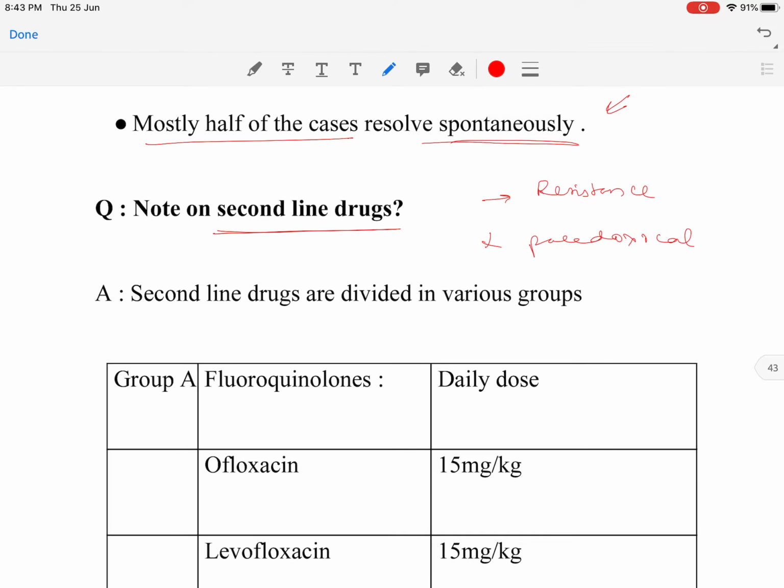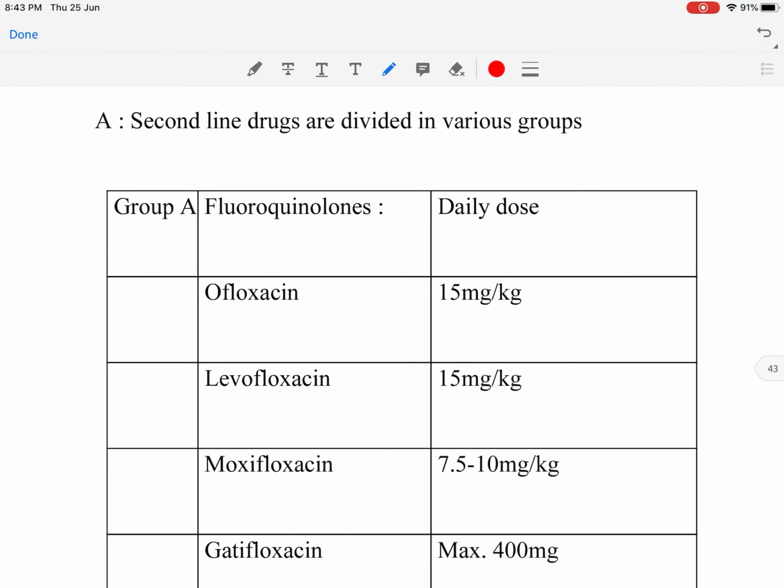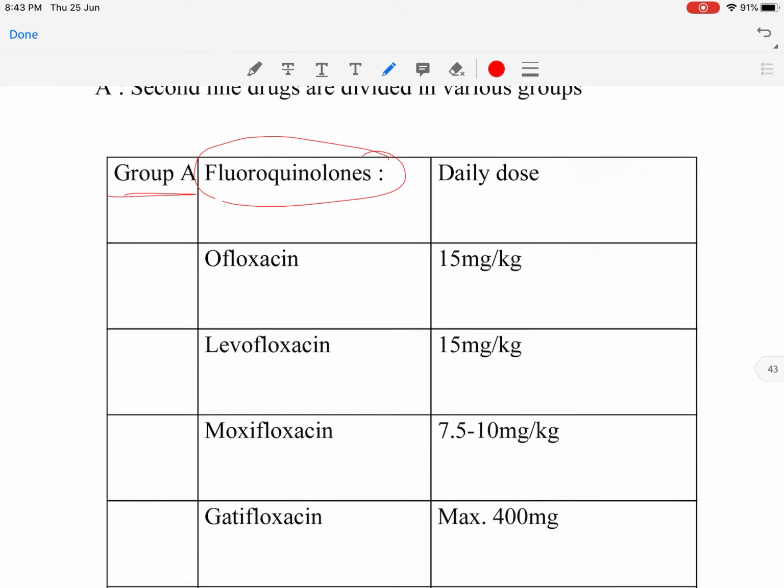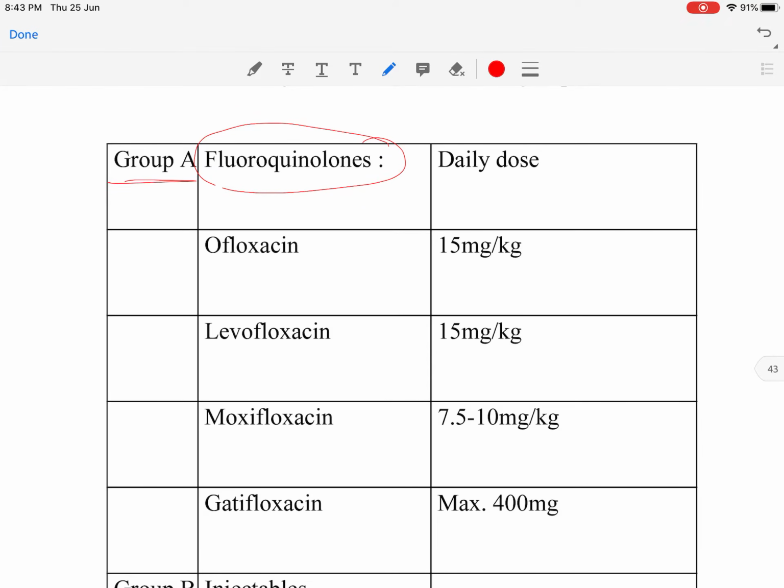So firstly we should know what all second line drugs are available. We have divided them into 4 groups. The first group includes fluoroquinolones. Examples of fluoroquinolones are ofloxacin, levofloxacin, moxifloxacin and gatifloxacin. These doses need to be remembered for the individual drug. So the first group is the fluoroquinolone.